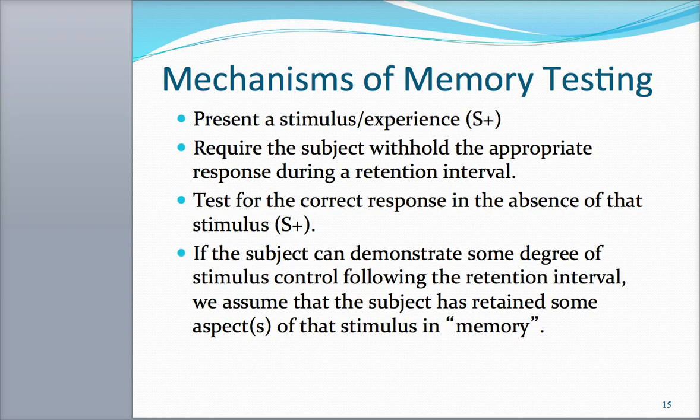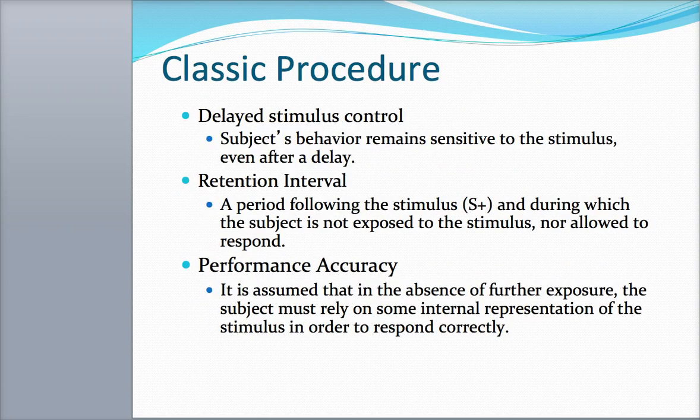In other words, the brain is remaining sensitive in some way to that stimulus in order for them to perform above chance levels, whatever chance would be. So the classic procedure involves these 3 things that are directly correlated to acquisition, retention interval, and retrieval. In acquisition, we're going to be dealing with delayed stimulus control, so we really want them to remain sensitive to this stimulus after a delay. There'll be a retention interval after the S+ is delivered and removed, and they're not allowed to respond. And then we give them an opportunity to respond, and we measure performance accuracy in some way. And it's assumed that in the absence of further exposure to that stimulus, they have to rely on some kind of internal neural representation, however the brain does it, of that stimulus in order to respond correctly.